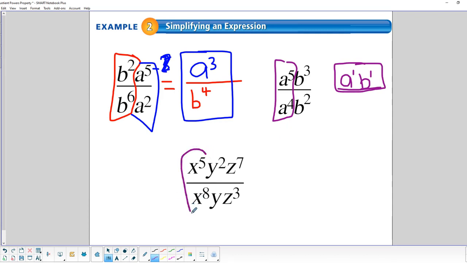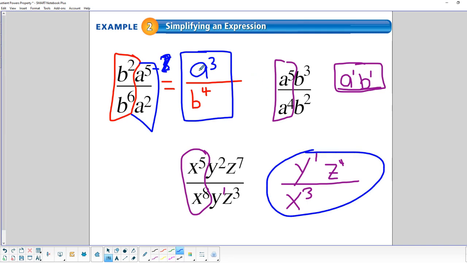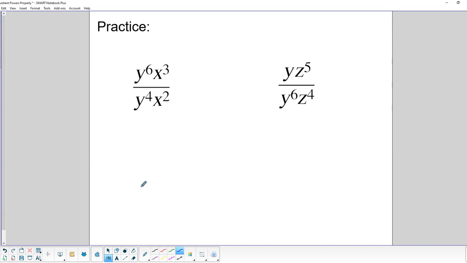All right, let's look at these x's. Who has the most x's, the top or the bottom? Well, the bottom does. It has 3 more, so in our answer, we're going to have an x to the 3rd on the bottom. For our y's, we have y to the 1 on the bottom, y to the 2 on the top. So on top, when we finish, we're going to have y to the 1st power. And then for z, z to the 7th over z to the 3rd. So there's 4 more on top than there is on the bottom, so that gives us z to the 4th. So there is our simplified expression using this rule of the product or the quotient of exponents.